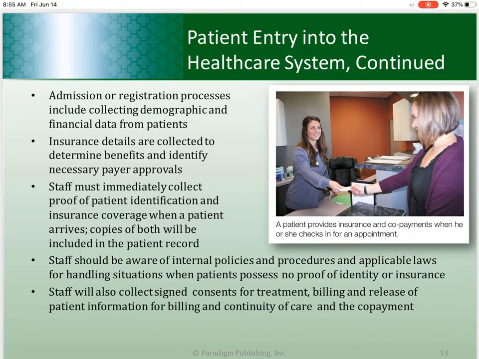Following the proof of identification, a copy of the patient's insurance is scanned into the EHR and consents for treatment, billing, notice of privacy practices acknowledgement, and release of patient information for billing and continuity of care are signed. The patient's insurance is verified and the copayment is collected from the patient.